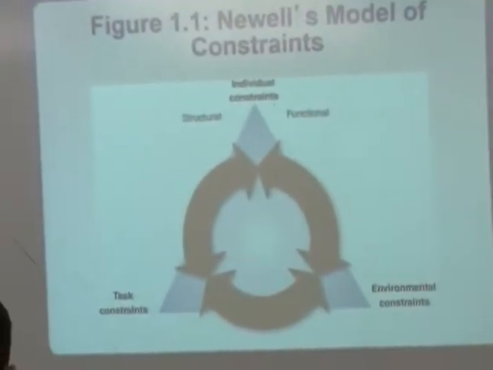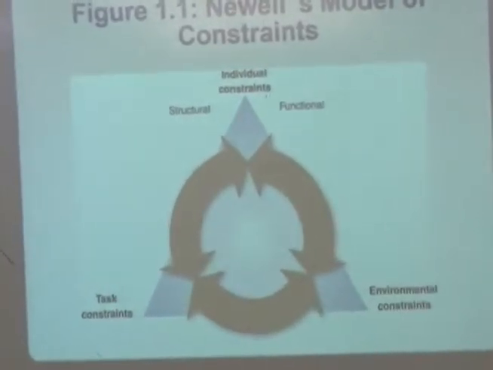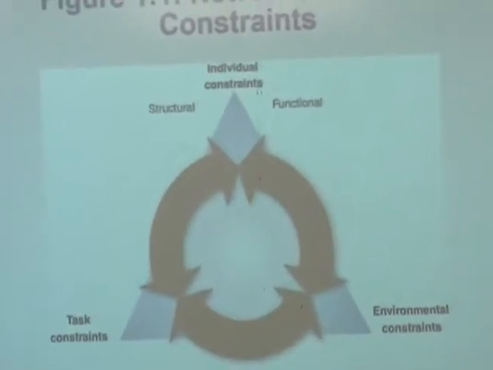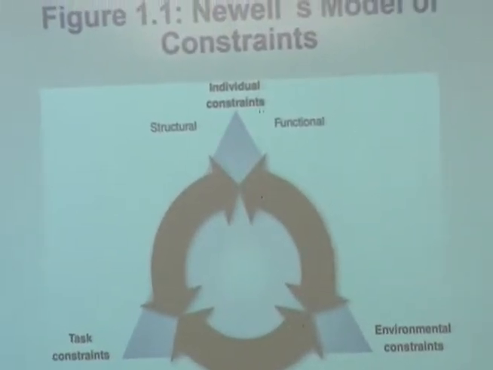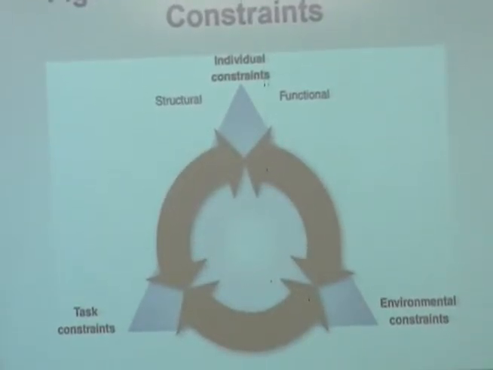So, ta-da! Here's your first look. Hopefully your second look, because you looked at the book before you came, right? So your second look at the triangle. Okay. So this is Carl Newell's model of constraints. He published this model in 1986, and it is based upon some other modeling that is horribly complicated surrounding dynamical systems.